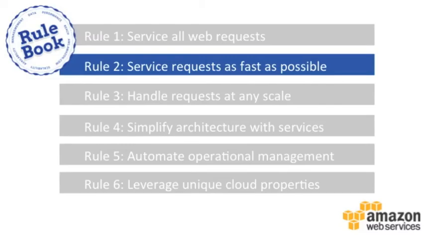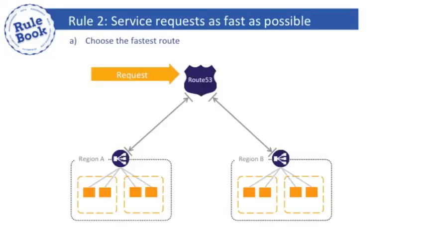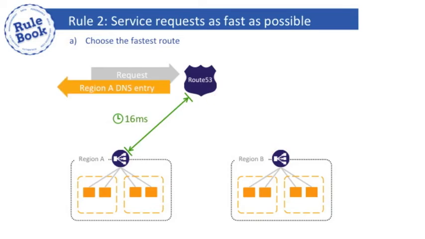So Rule 2, service requests as fast as possible. So part of this again falls back on Route 53. One of the features of Route 53 is the ability for it to choose the fastest route to a given endpoint. So servicing requests as fast as possible in this case will mean going to a region where we're serving our application servers from that is closest. So as a request comes in, hits Route 53, Route 53 will choose the fastest route to that given user for forming a response. In this case, directing or returning a DNS entry for region A, which is giving the fastest response from Route 53 to the load balancer.